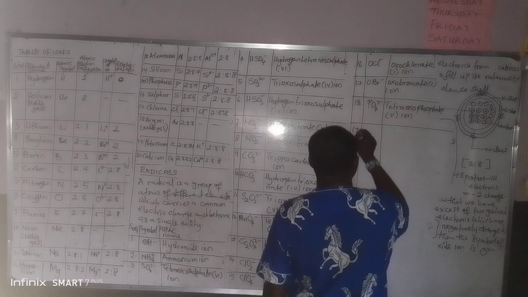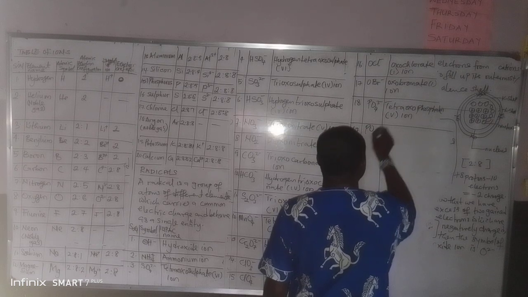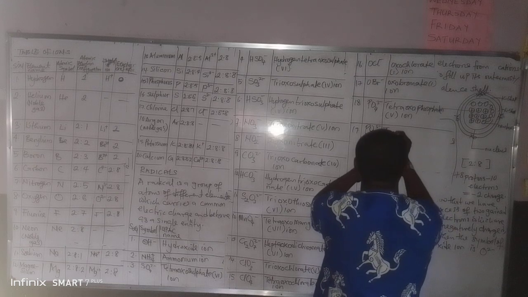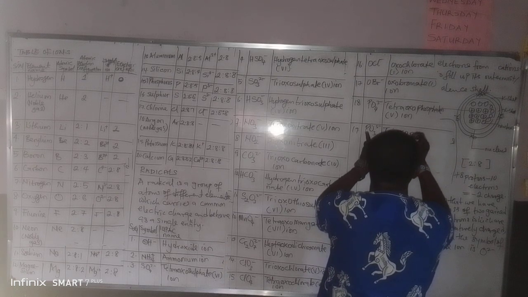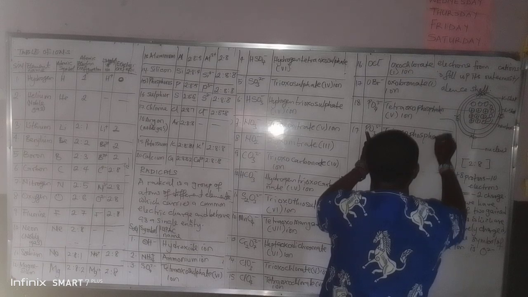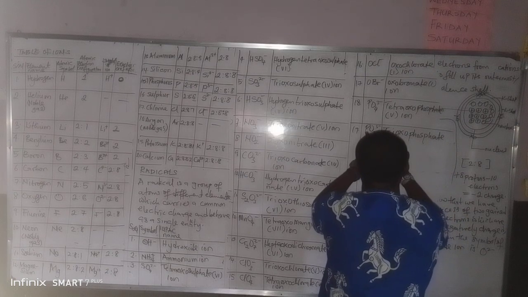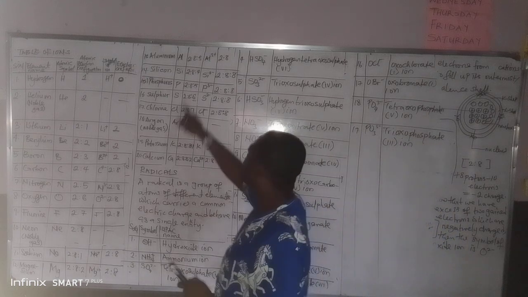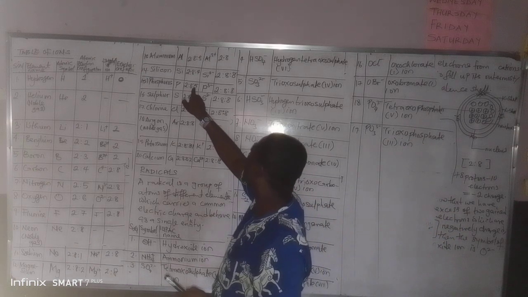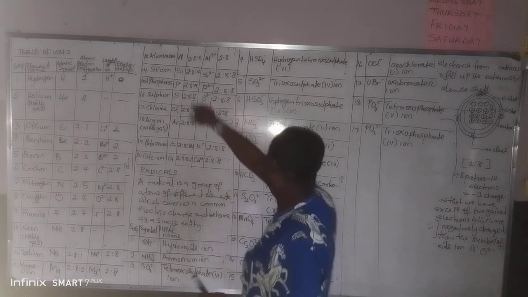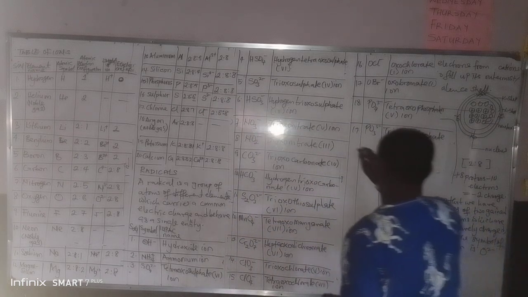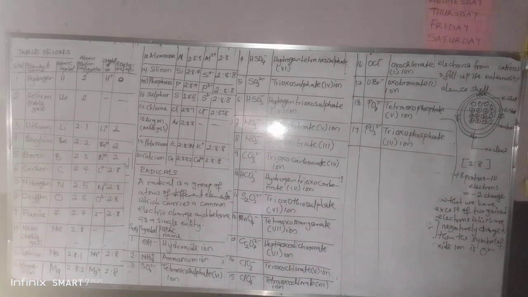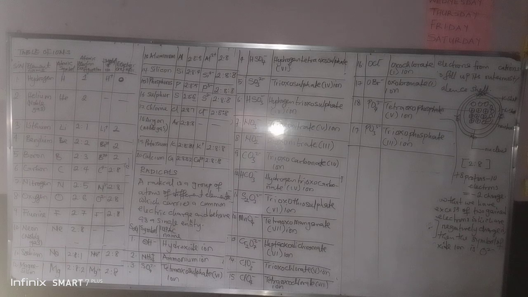Then the next one, number 19, is PO3 3 minus. This 3 is what? Tri. This oxygen is oxo. This is phosphate. Trioxophosphate 3 ion. How did we get the 3 ion? If phosphorus borrows 3 to add to this 5, it becomes 2, 8, 8. So that 3 borrowed is what we have here. So we have come to the end of ions and radicals.